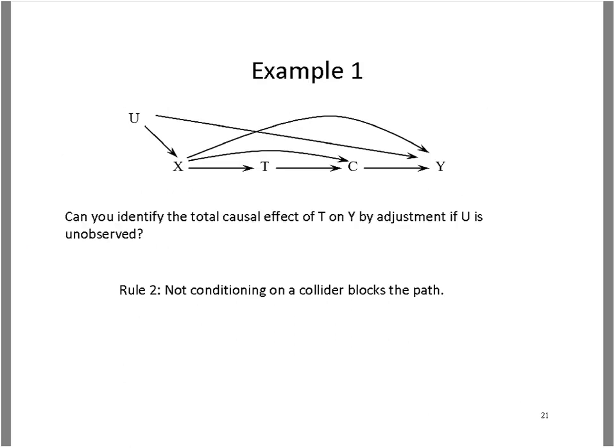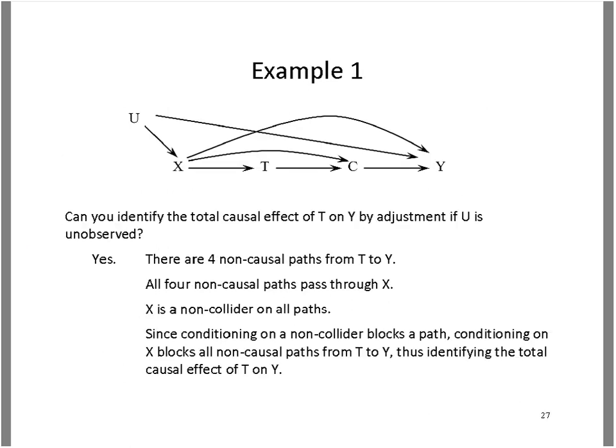Therefore, conditioning on X blocks all non-causal paths from T to Y. Hence, conditioning on X, you've blocked all non-causal paths, you've gotten rid of all spurious associations, but you've not blocked any causal path. Therefore, the conditional association between T and Y given X gives you the causal effect of T on Y.